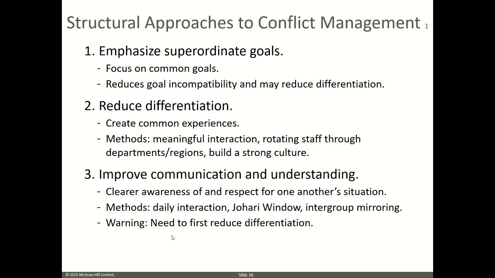So the warning here is that we need to first reduce the differentiation, right? If you want to improve communication and understanding, the first thing is to reduce the differentiation by using different strategies, and use communication and understanding interventions only when differentiation is sufficiently low. After differentiation has been reduced, then we can use them.